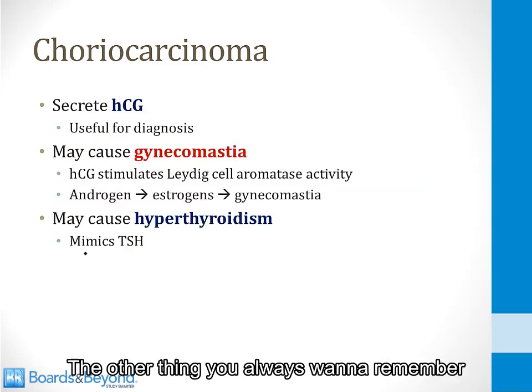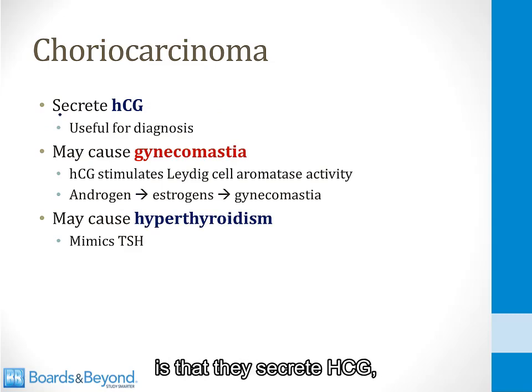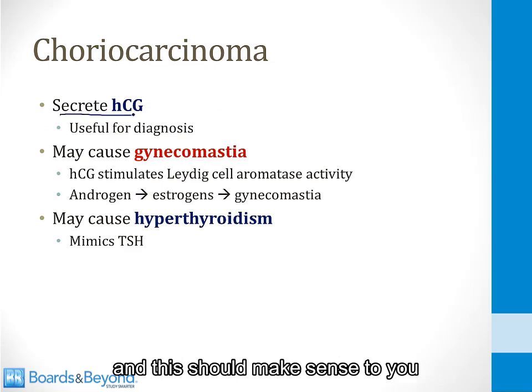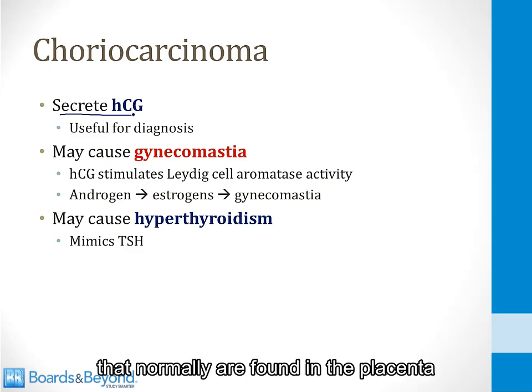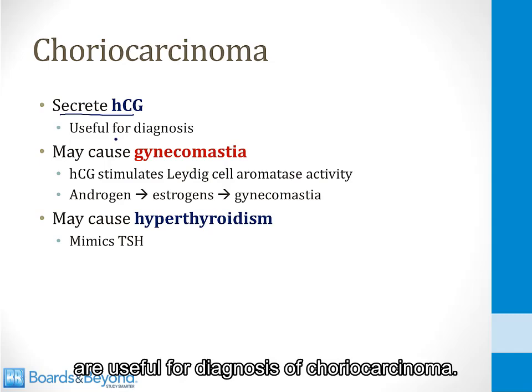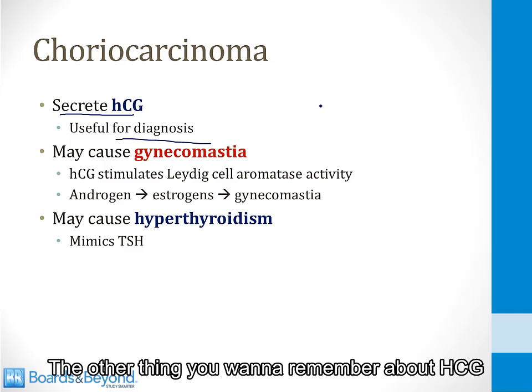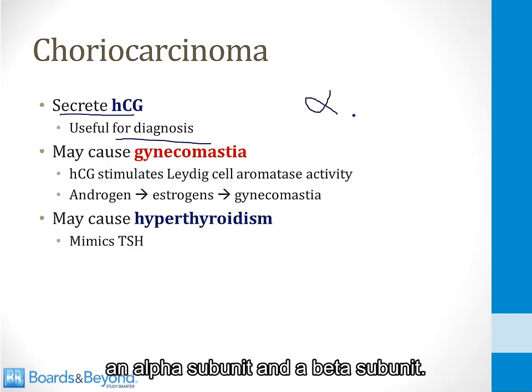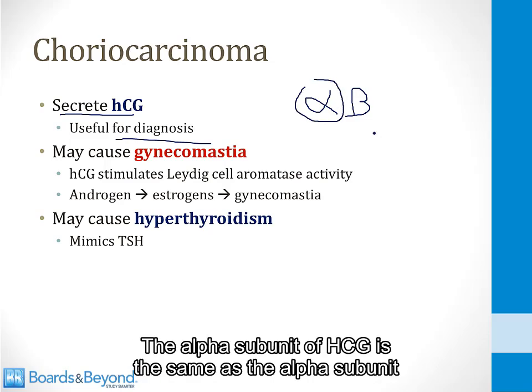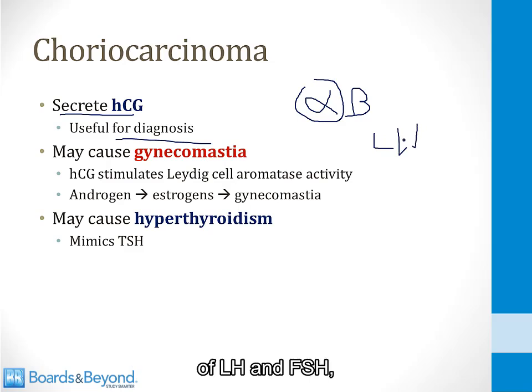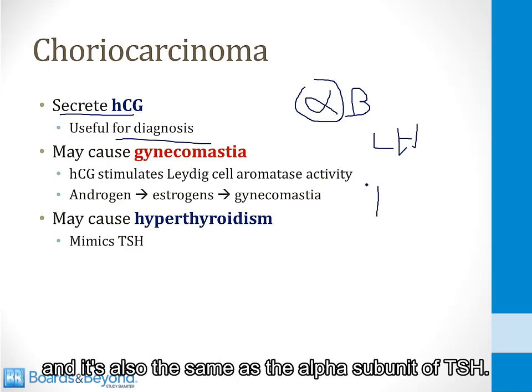The other thing you always want to remember about choriocarcinomas is that they secrete HCG, and this should make sense to you since they derive from the same cells that normally are found in the placenta, and high levels of HCG are useful for diagnosis of choriocarcinoma. The other thing you want to remember about HCG is that it has two subunits, an alpha subunit and a beta subunit. The alpha subunit of HCG is the same as the alpha subunit of LH and FSH, and it's also the same as the alpha subunit of TSH.